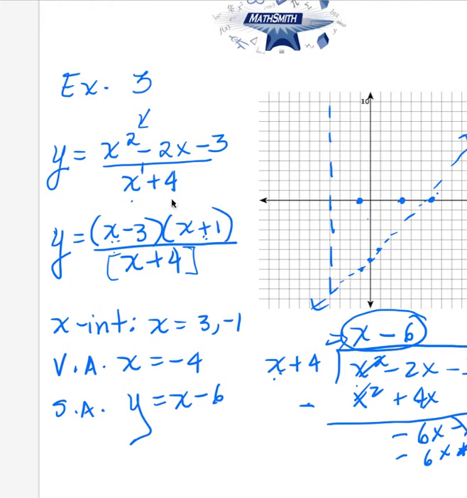If I put 0 in here, this will tell me where I'm going to cross the y-axis. So that's -3 times 1, so that's -3, and then 0 plus 4. So they're saying I have a y-intercept at -3/4. Okay, so that's what that is.